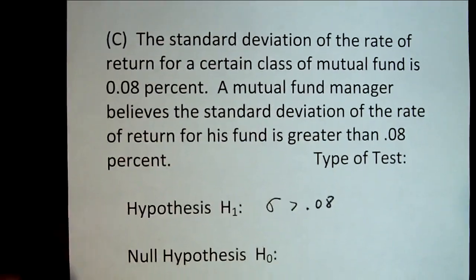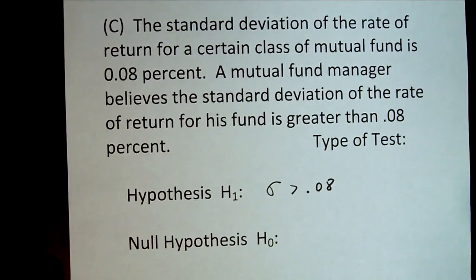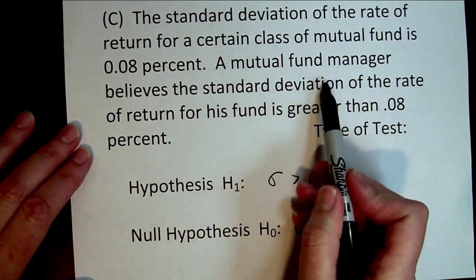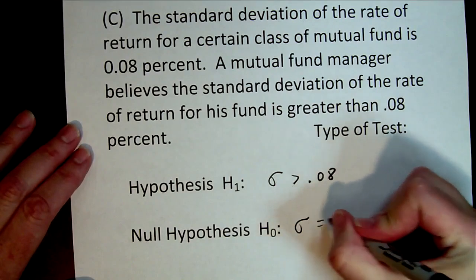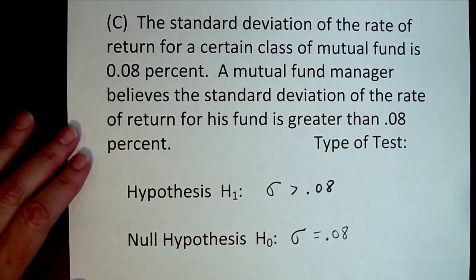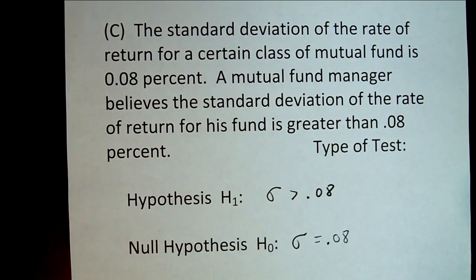And our third example, that the standard deviation of the rate of return for a certain class of mutual fund is 0.08%. The null hypothesis is going to be that for this particular mutual fund manager, there's no difference between his standard deviation and the standard deviation for the broader class of mutual fund that his fund belongs to.